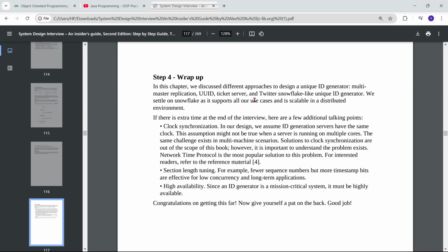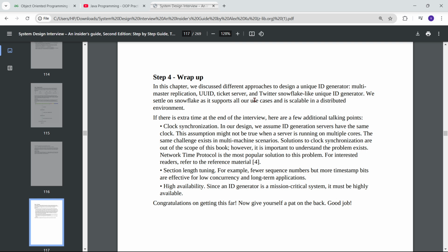Wrap up. In this chapter, we discussed different approaches to design a unique ID generator: multi-master replication, the GUID approach, the ticket server approach, and lastly a Twitter Snowflake like unique ID generator. We settle on Snowflake because it supports all our requirements and it is scalable in a distributed environment. If there is extra time at the end of the interview, here are a few additional talking points.